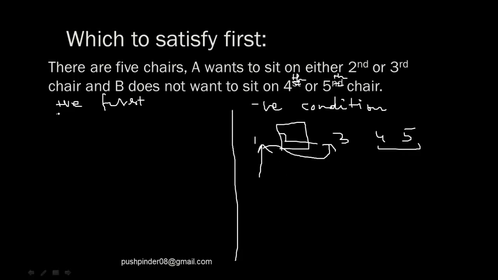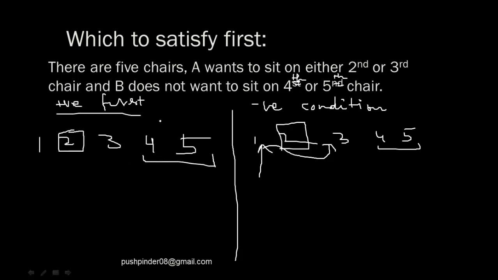So if we satisfy the positive condition first, there are 5 chairs, and boy A wants to sit on either the second or third chair, so make him sit on any of these chairs. Okay, so we're making him sit on the second chair, right? And now B does not want to sit on the fourth and fifth chair, which is fine. We won't allow him to sit on the fourth and fifth chair, and he has other options to choose.